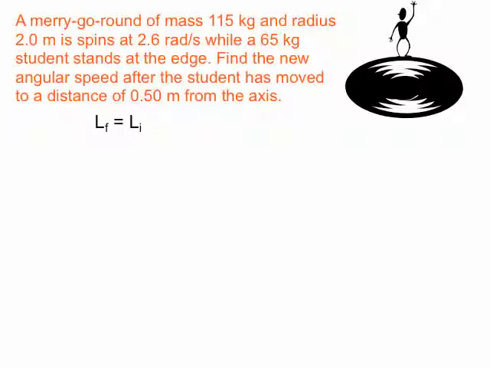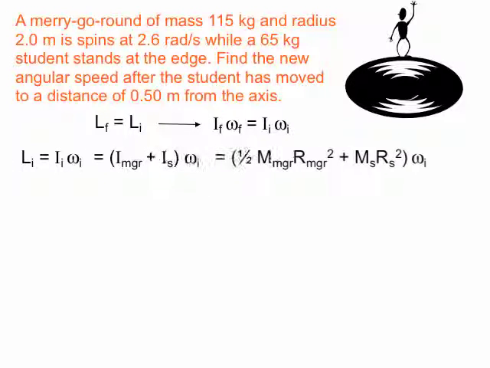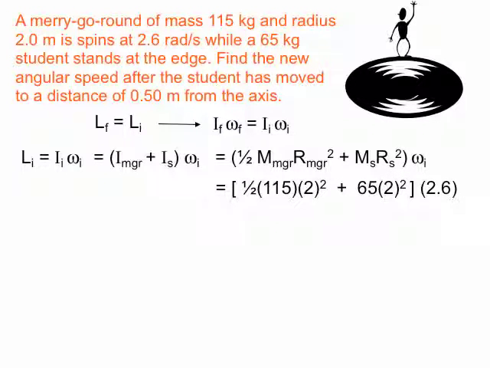Okay, remember, angular momentum is conserved, so they're going to equal each other. We've just got to change the new angular velocity. The moments of inertia are going to be different. We want the moment of inertia for the merry-go-round plus the student times the initial angular velocity. That means for the merry-go-round, it's 1/2 mr squared. For a person, it's simply mr squared. Feed those in. Of course, it's 2.6 rads. We get an initial angular momentum of 1274 kilogram meters squared per second.